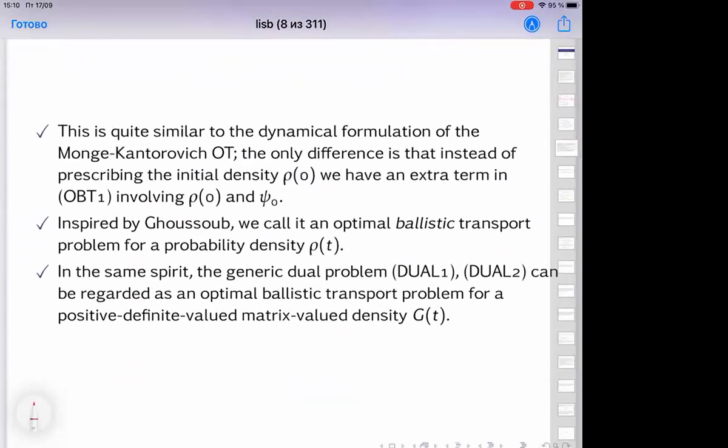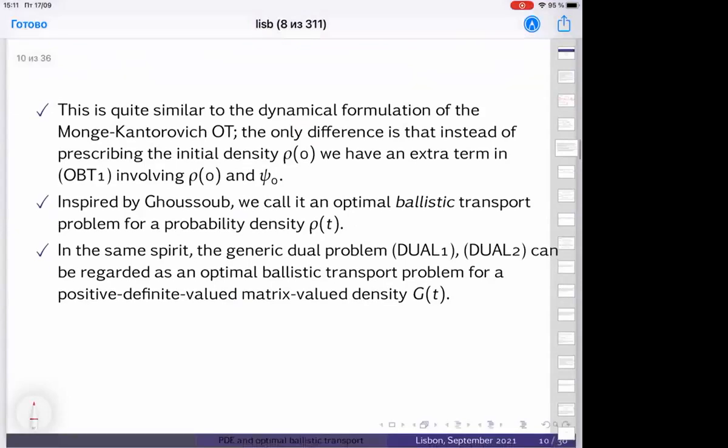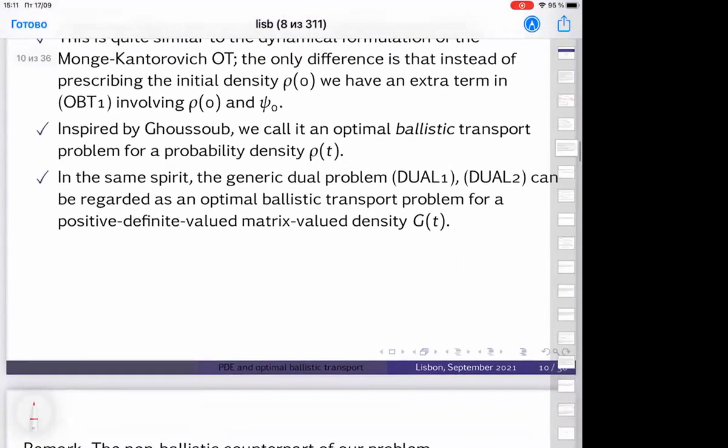So this is really quite similar to the dynamical formulation, as I already told, but there is some difference. And the idea to call it ballistic is due to Gossoup, who considered a different problem in a different context, but still with this final value. That's why I borrowed the language from him. And also Jan, I think, uses this language, ballistic transport, at least in some notes, not in the paper. And so our general problem can be viewed as a very general optimal ballistic transport problem.